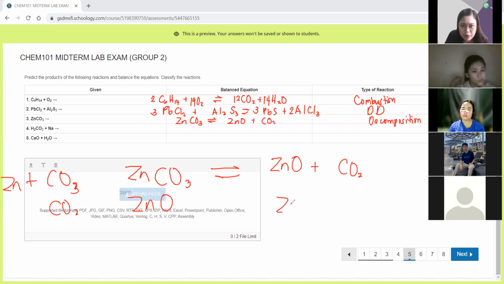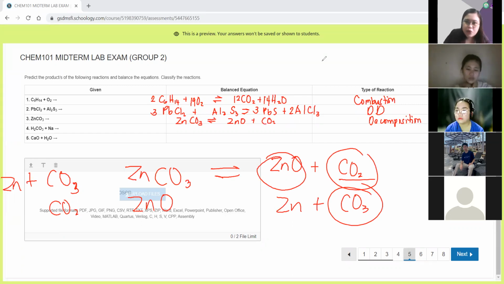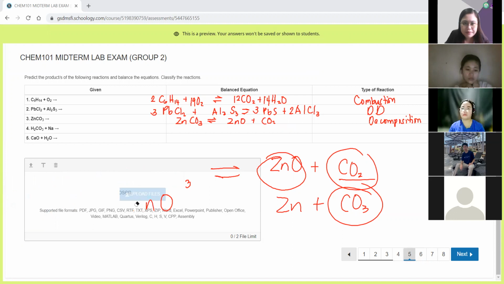Again, why can't it be zinc plus CO3? Class, we don't have a compound CO3. We only have CO2. So that's where you start. Then one oxygen remains, but you can attach it to zinc. Okay? Let's have the fourth one.